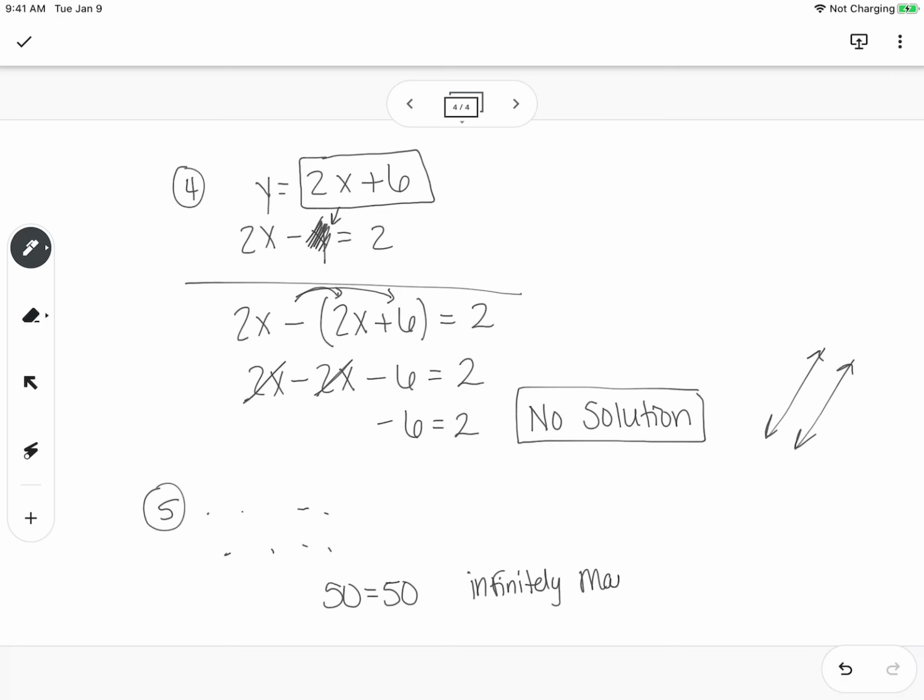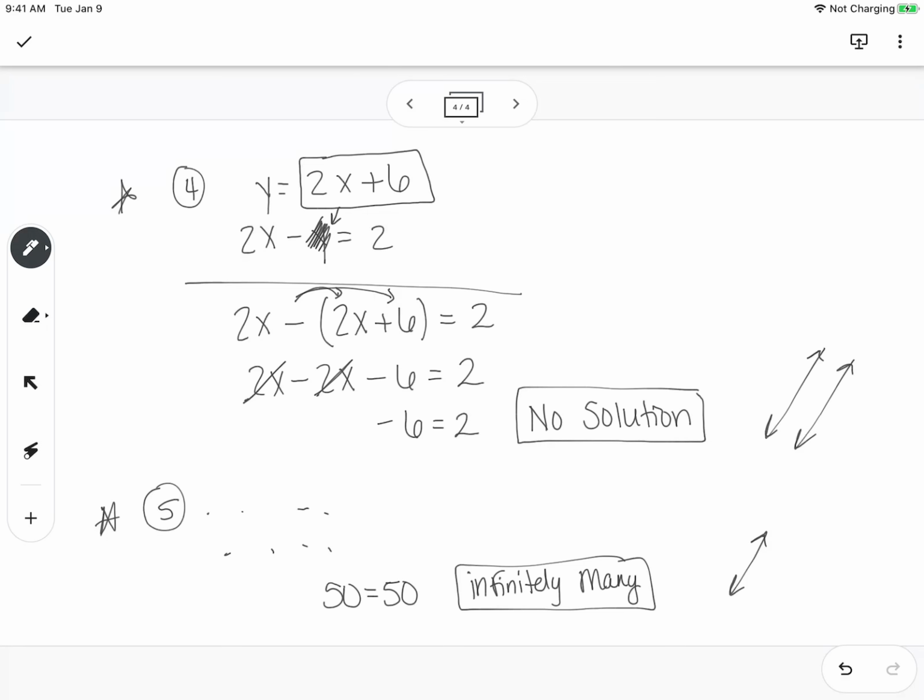What kind of lines are those? Those are going to be the lines that look like there's only one, but there's really two. They just sit on top of each other. So just be careful with your two special cases. If your variable gets canceled out and is gone, and it's a false statement, it's no solution. If it's a true statement, it's infinitely many.